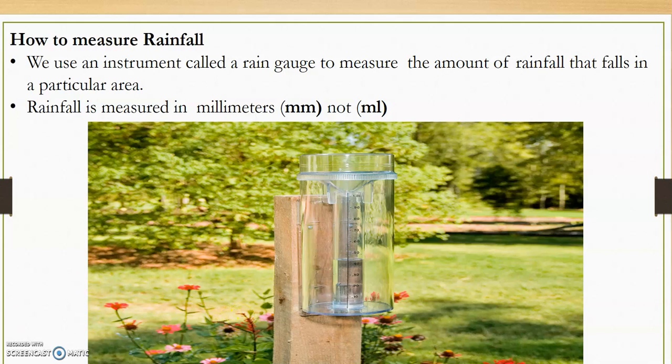We call this instrument a rain gauge, and the rain gauge must be situated in an open area, okay, away from the trees and away from the buildings. Why is this? Okay, we need to situate the rain gauge in an open area so that it does not measure runoff from the roofs or runoff from trees. Okay, so if you put it in an open area, it will measure the actual rain that has fallen.